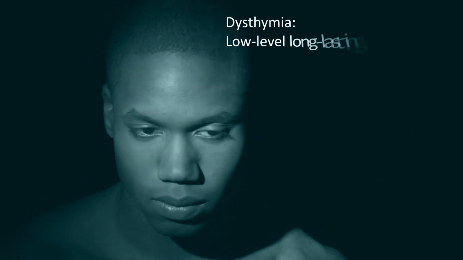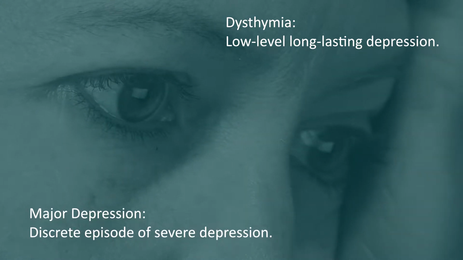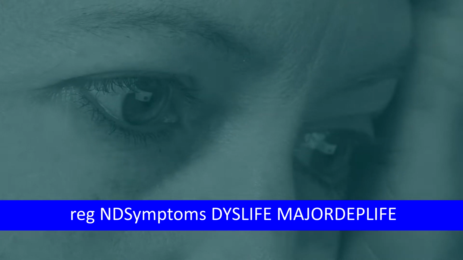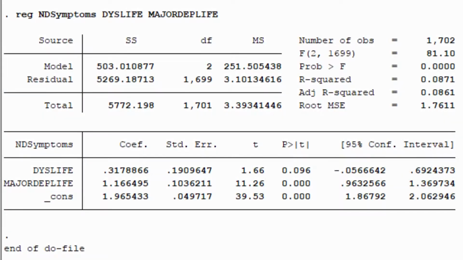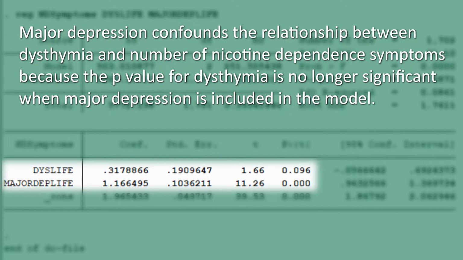While dysthymia is long-lasting, low-level depression, major depression is a disorder characterized by a discrete episode of severe depression. So what happens when we control for major depression in this model? As you can see, dysthymia is no longer significantly associated with number of nicotine-dependent symptoms after controlling for major depression. Here we have an example of confounding. We would say that major depression confounds the relationship between dysthymia and number of nicotine-dependent symptoms because the p-value for dysthymia is no longer significant when major depression is included in the model.